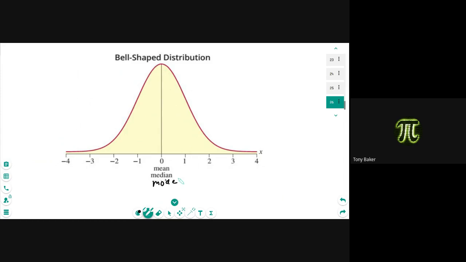All right. This is the bell curve. Learn it, love it. You're going to see it a ton from this point forward. Yeah, you're going to see this a lot.